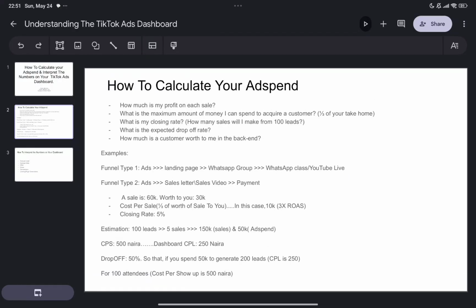Then another question you need to ask yourself is, how much is a customer worth to me in the back end?